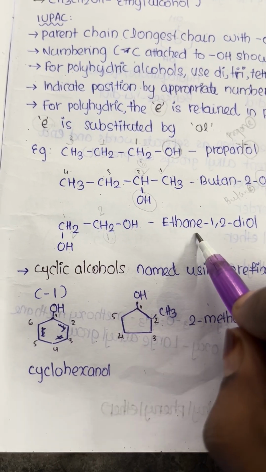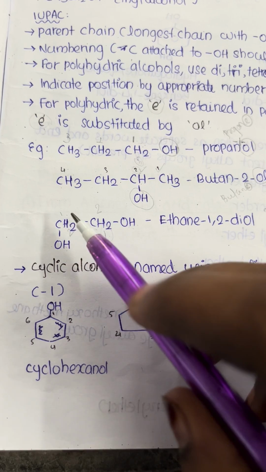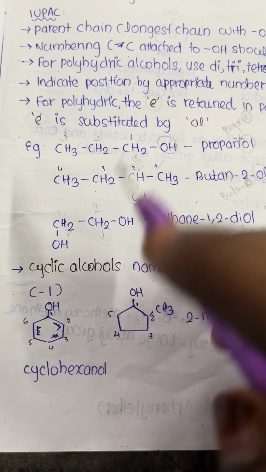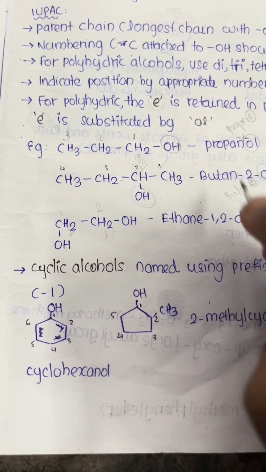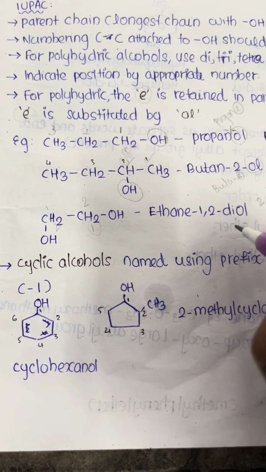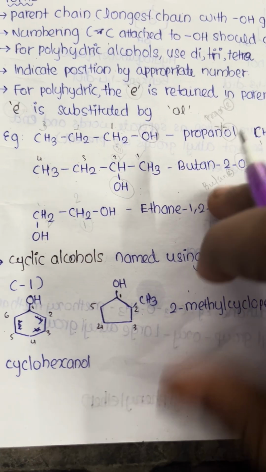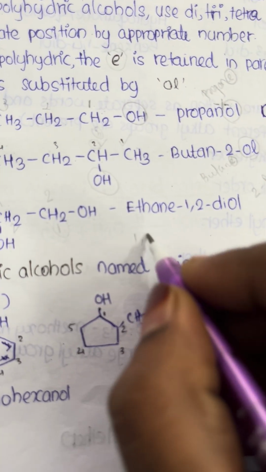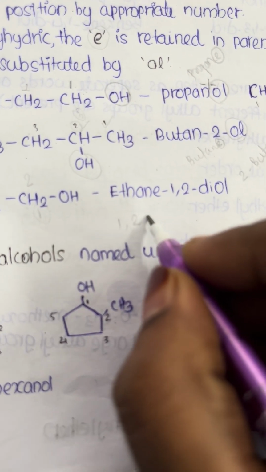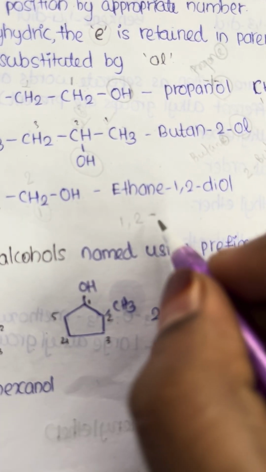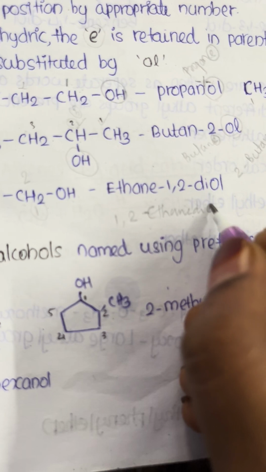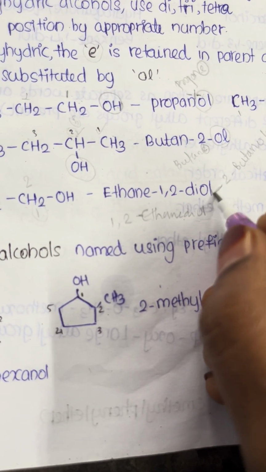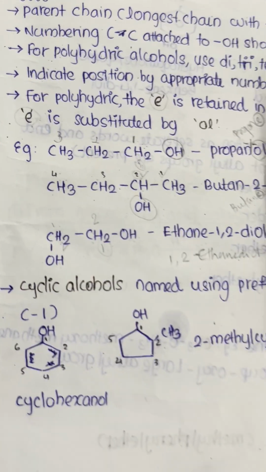So ethane, ethane at first and second carbons. At the first and second carbons we have OH groups. So there are 2 OH groups, so put a diol. Ethane-1,2-diol, or you can write it as 1,2-ethane diol. So this is the most used one, ethane-1,2-diol.